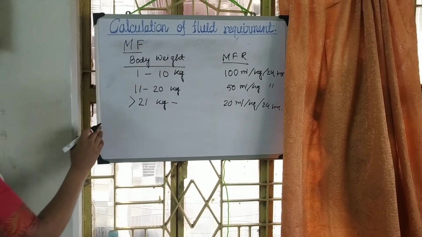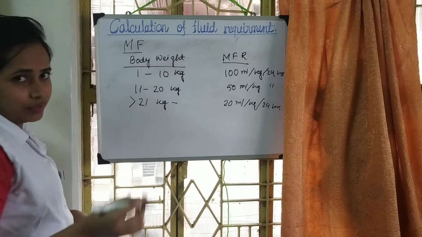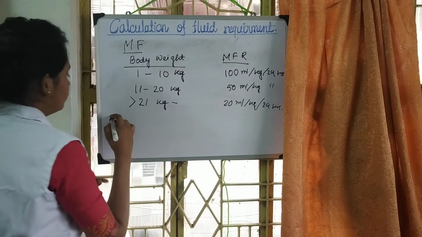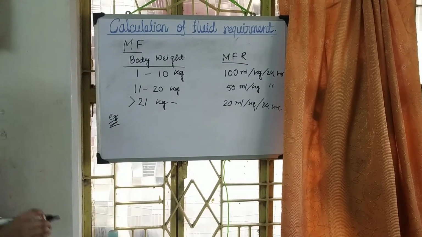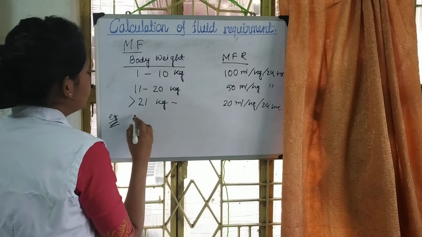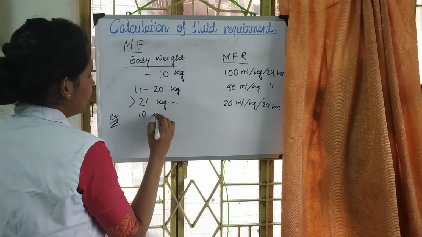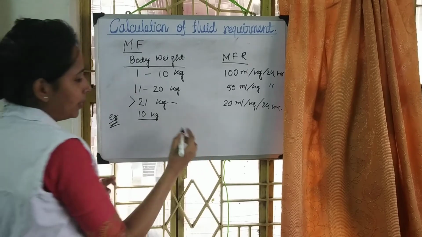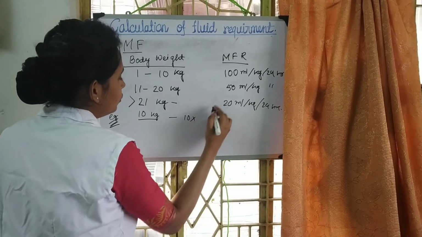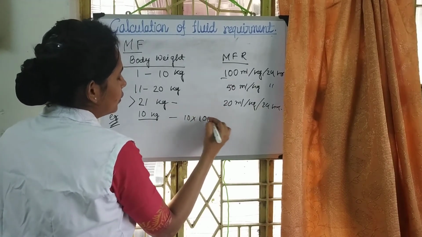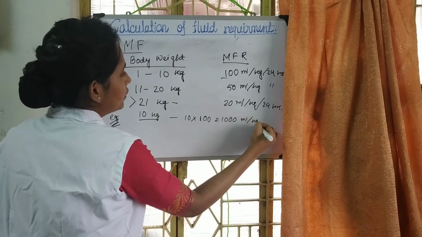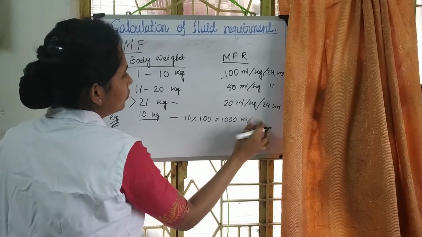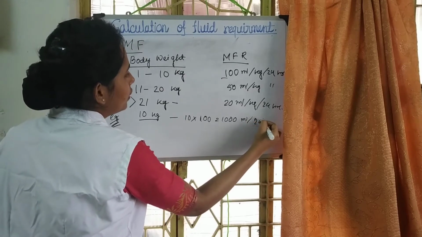I am giving an example so that it is clear to you. If the body weight of the patient is 10 kg, then the maintenance fluid required is 10 into 100, which is equal to 1000 ml per 24 hours.